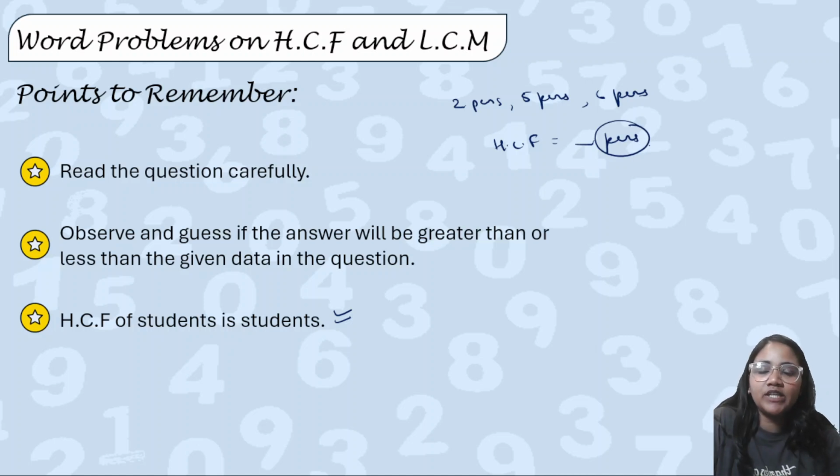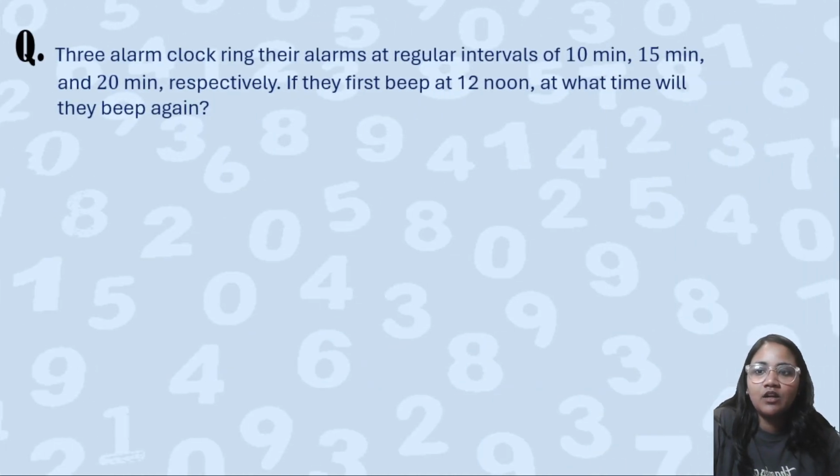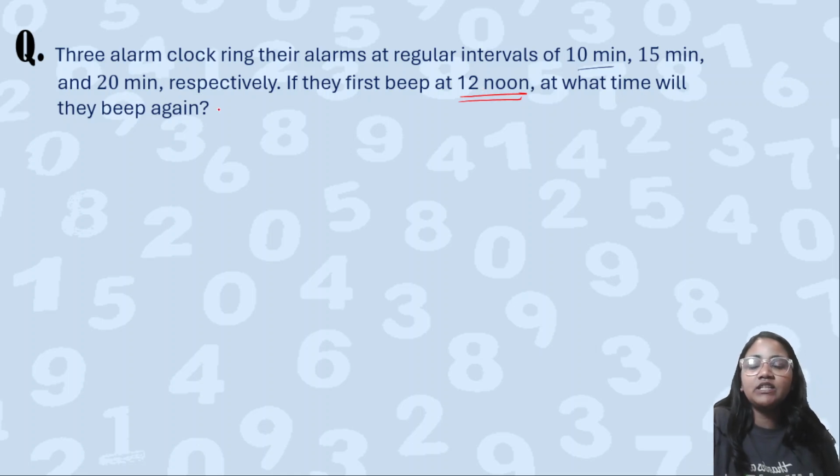Okay, now let's see the questions. 3 alarm clocks ring their alarms at regular intervals of 10 minutes, 15 minutes and 20 minutes respectively. So there are 3 alarm clocks and they are ringing alarms at regular intervals of 10 minutes, 15 minutes and 20 minutes respectively. If they first beep at 12 noon, all the 3, at what time will they beep again? So we need to calculate at what time will they beep again.